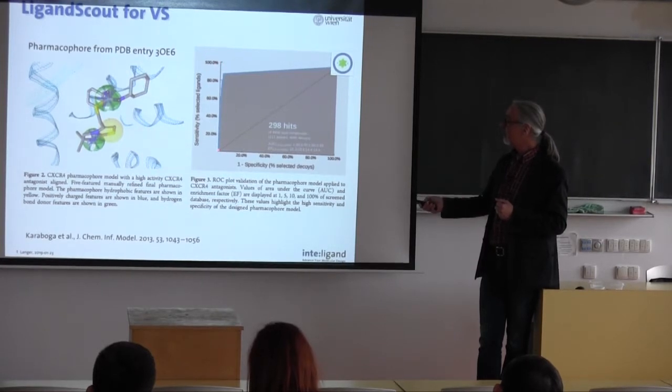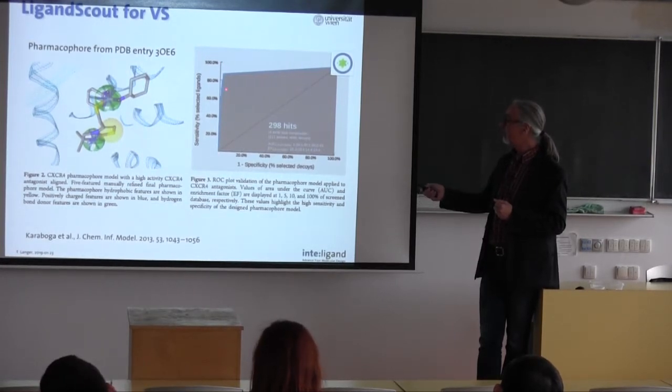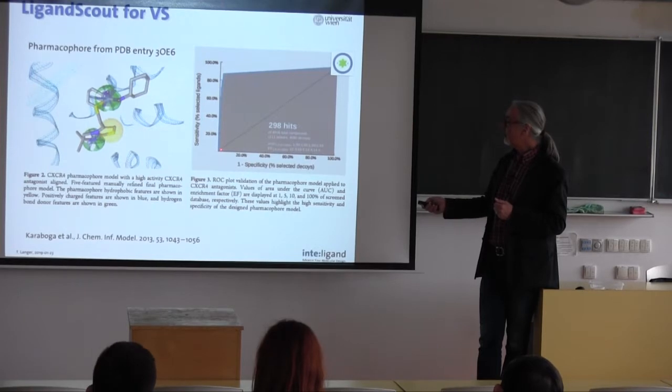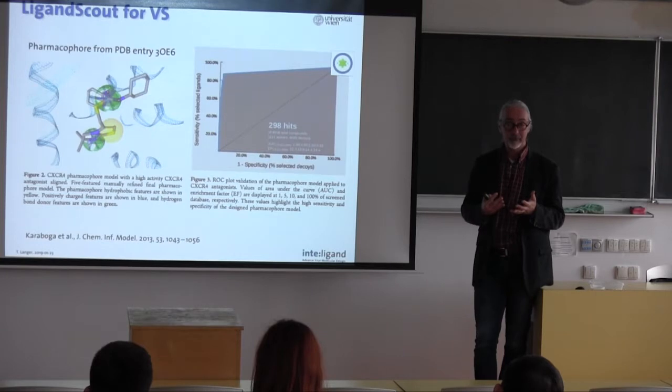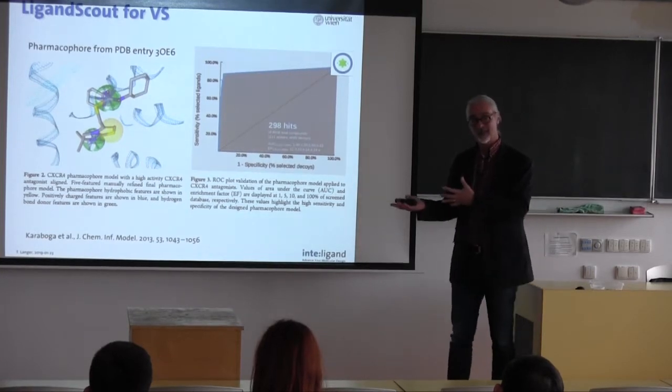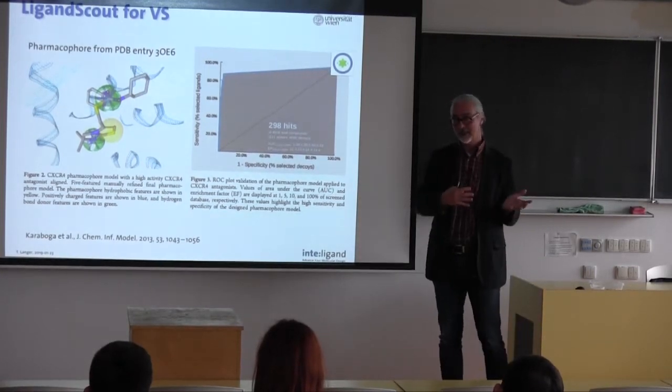So what you want is something that is very steep in the beginning and not something like here, because this would be just a random selection. And if the curve is below this line, then it would be even worse than random, right? So you would enrich inactives in comparison to actives.